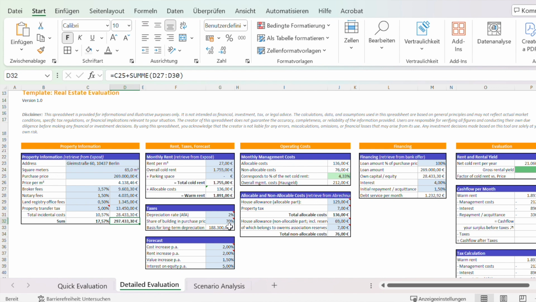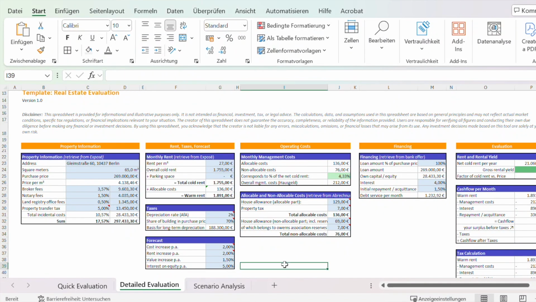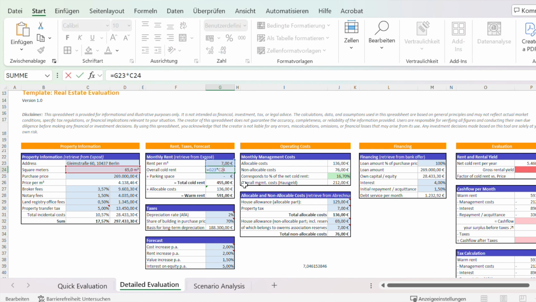Now, it gets really interesting. Let's type in how much money you get at the moment in rent. We said 458 euros. So we take that 458 divided by the square meters, and you get 7 euros per square meter. So that's the current rent, right? You type that in over here, 7 euros, and then you can see again, this sort of adds up automatically. The overall cold rent, 455 euros roughly.